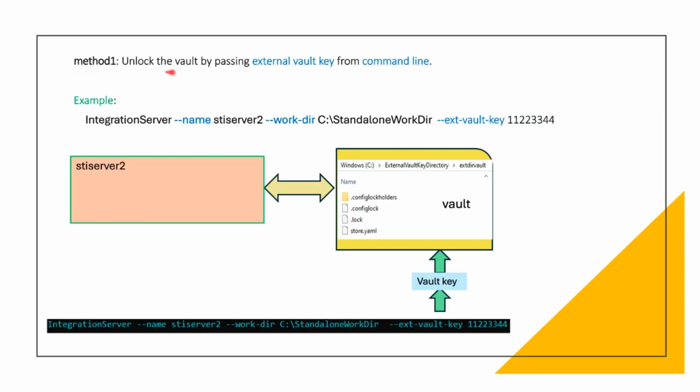Method 1, unlock the vault by passing external vault key from command line. Here is the example. Integration server --name, then the work directory of this integration server, then pass the vault key here --ext-vault-key. Here in the diagram we can see this external directory. It is having the vault. It is associated with this integration server. When we pass the vault key using command line, it will unlock this vault and integration server will get started.